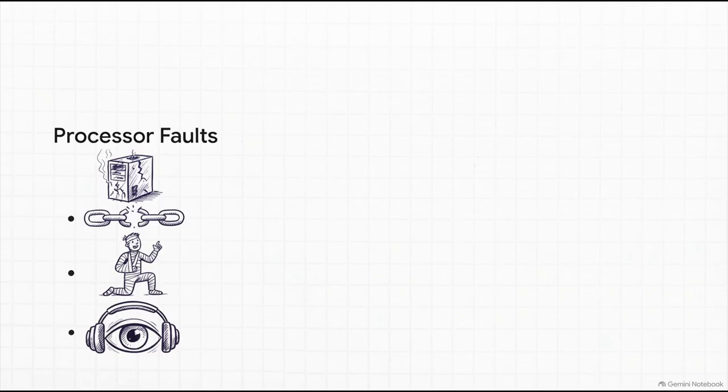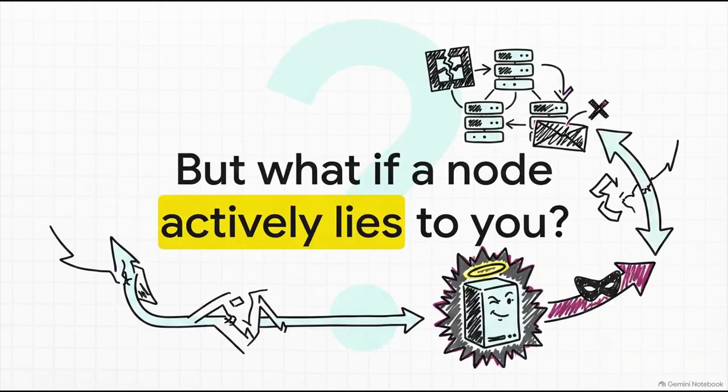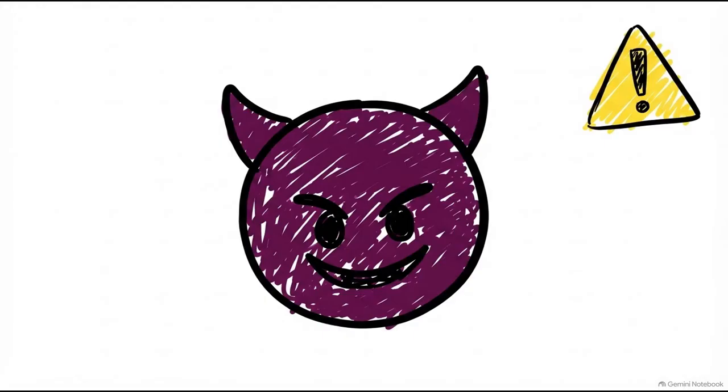Now, these are all accidental or hardware-based faults. We can design systems to recover from crashes and dropped packets, but I want you to consider a much more terrifying scenario. What if it's not an accident? What if a node actively lies to you? Enter the Byzantine fault. This is hands down the most severe fault model in all of distributed systems. It's characterized by completely arbitrary behavior.